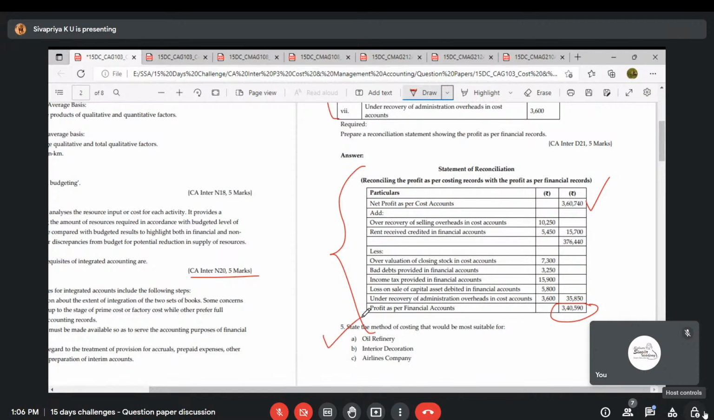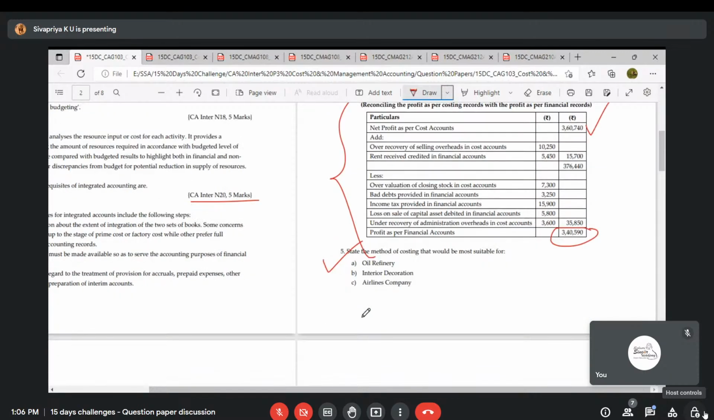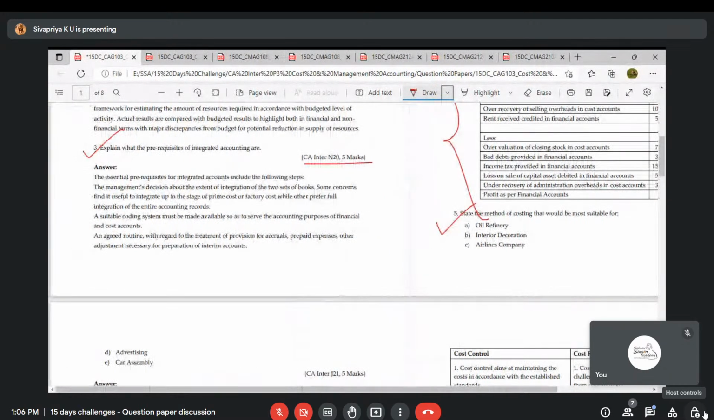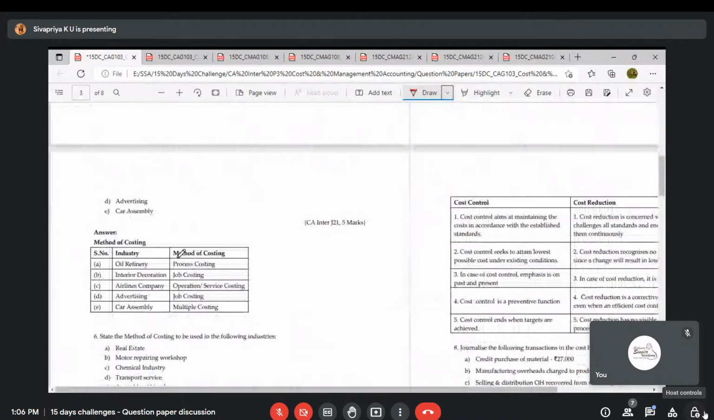Question number 5. State the method of costing that is most suitable for oil refinery. For oil refinery, it is process costing. Interior decoration, it is job costing. Airlines, service costing. Advertising, job costing. And for car assembly, it is multiple costing.